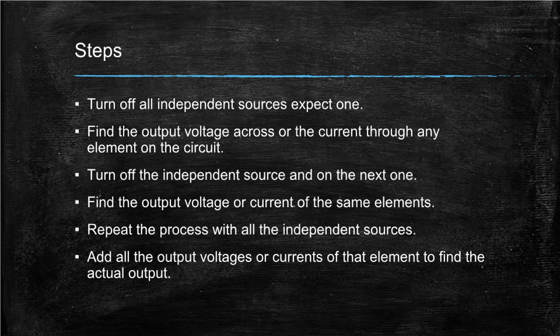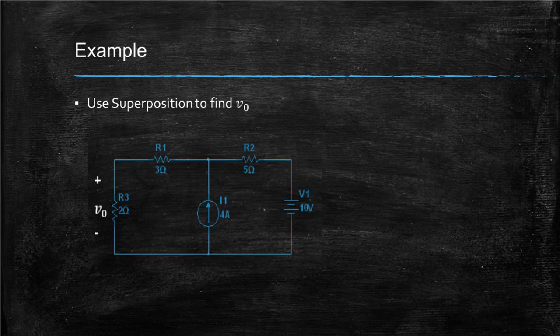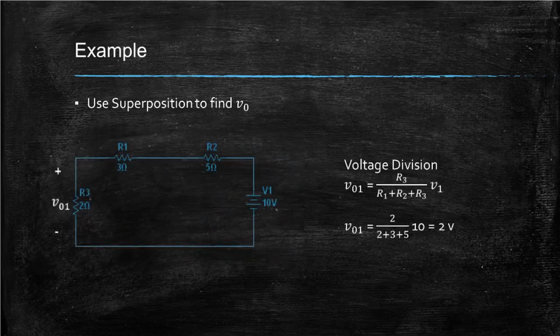Now let's explain the principle with an example. In this example, use superposition to find VO. Start by turning off an independent source. Let's turn off the 4 amp source by opening it. Find VO. Instead of VO, we will call it VO1, because it will be one of the contributions in finding VO. With the current source removed, the circuit becomes a series circuit and you can find VO1 with voltage division or any other circuit analysis method you want to use.